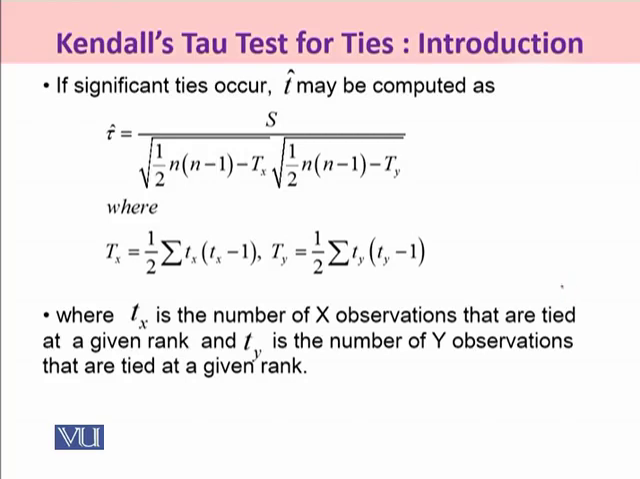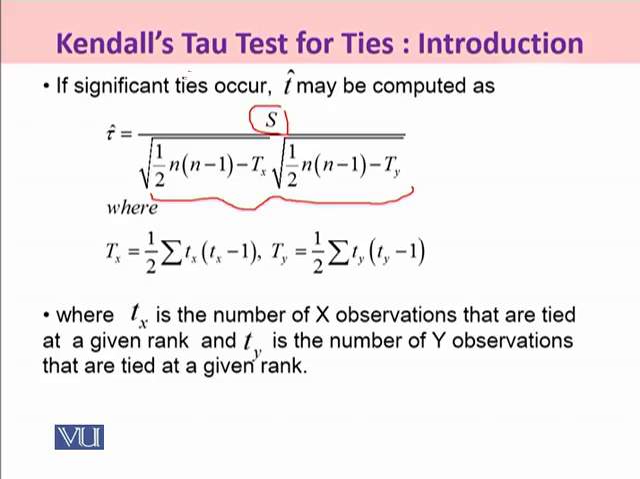Then tau hat may be computed as s over the denominator, so the numerator would remain the same, but you can observe the change in the denominator. As far as the denominator is concerned, you would have to make this correction: half of n into n minus 1 minus tx, taking its positive square root, and the same goes for the y's, half of n into n minus 1 minus ty, taking its positive square root. Then further mathematically calculating this numerator and denominator, taking its ratio, you would be done with the calculation of tau hat.